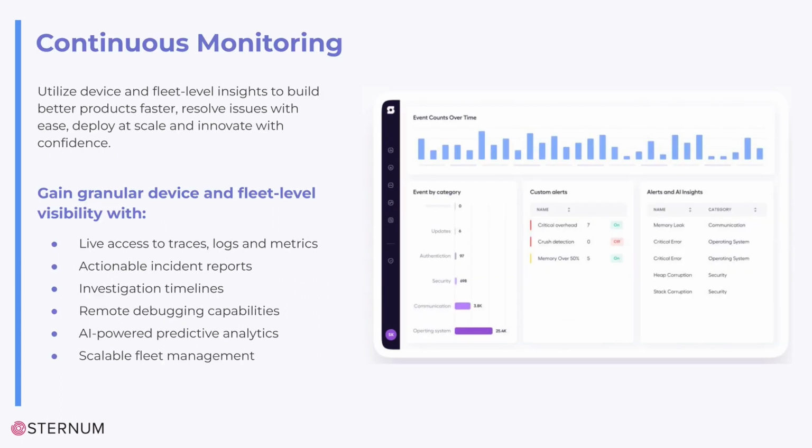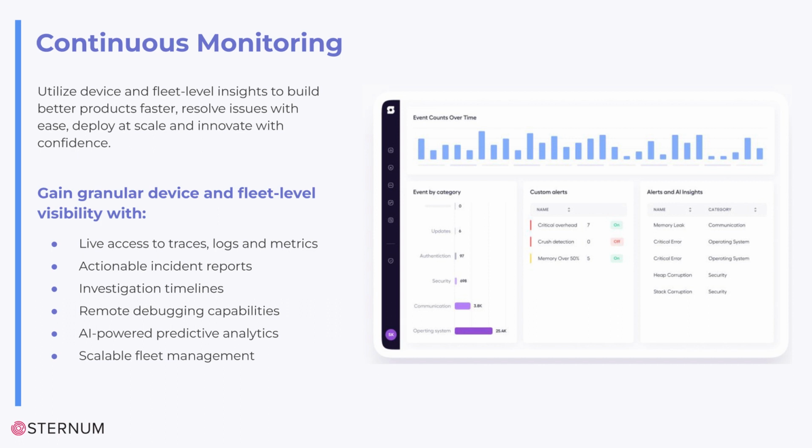The next layer in the Sternum platform is observability and continuous monitoring. In addition to the data collected from our runtime protection, you can use our SDK to collect any custom data that you would like from the device. Using this data, we provide you two things. First is fleet-wide and also device drill-down analytics. You can see how your entire fleet behaves, if you have major errors throughout your fleet, or if a specific device is malfunctioning, and you can investigate that to understand why.